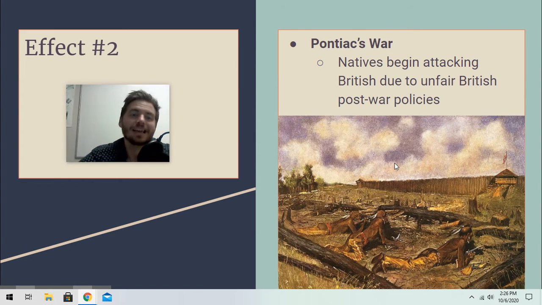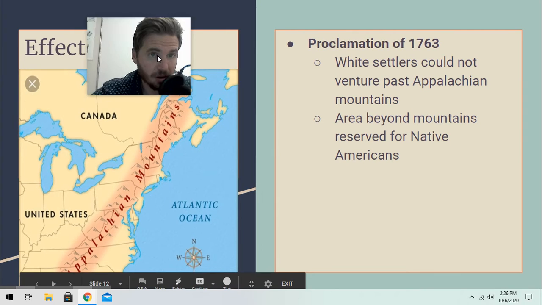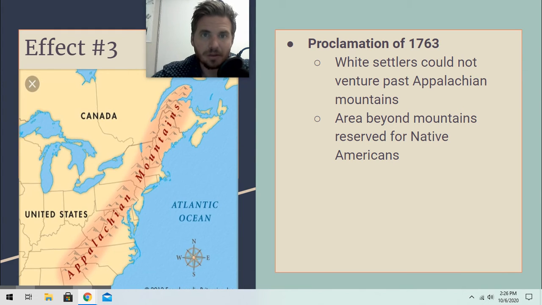When France is given the boot and has to move out of North America, the British move into those places, and conflict arises. So that leads to Pontiac's War, which is really a series of native conflicts with the British, with various native tribes that are coming together to fight against the British because they all have a common enemy. All right. Let's go to effect number three.